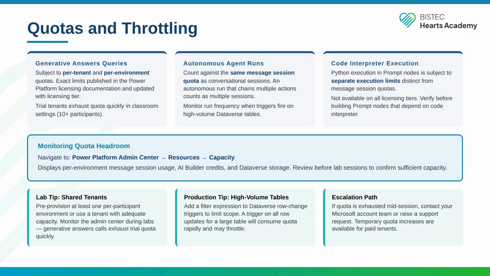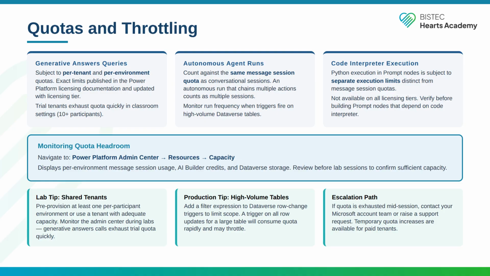3 quota domains affect the patterns in this session, and each one has a distinct failure mode you need to anticipate. Generative answers queries, per tenant and per environment limits. Exact numbers are in the Power Platform licensing documentation. Point participants to the path rather than quoting numbers that change with licensing tier.